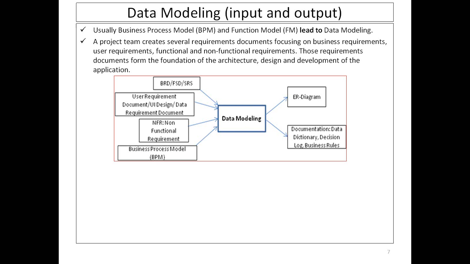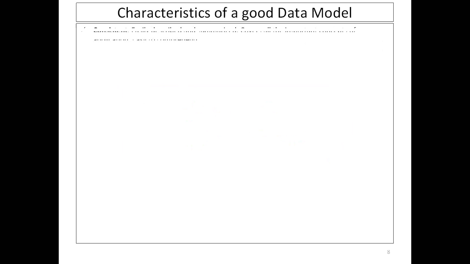The outcome of a data modeling exercise would be an ER diagram, that is an entity relationship diagram, which will have documentation, business rules, decision logs, and a data dictionary, the definition of each entity and relationship, and the reasons why a particular relationship is in place. It will give a technical view of the entire business process which is being modeled.